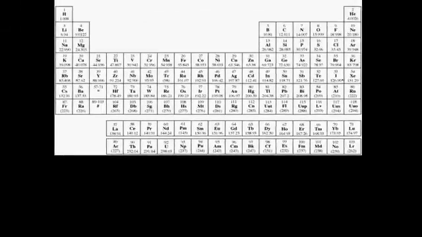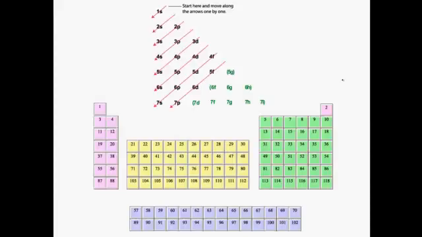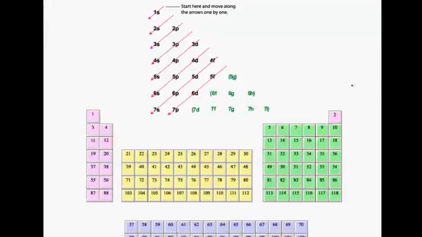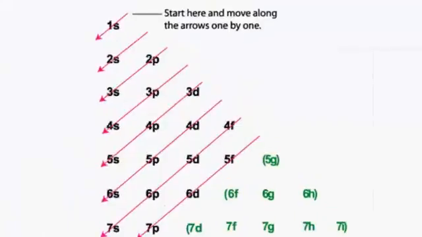Now make sure you have the handout with the periodic tables that I gave you. You have a couple periodic tables. We start with this diagram here. This is a good way to remember it. This picture says start here and move along the arrows one by one. So what this shows us is the 1s is first, then the 2s, then we go to the 2p and the 3s, then the 3p, the 4s, and we just keep following this chart.